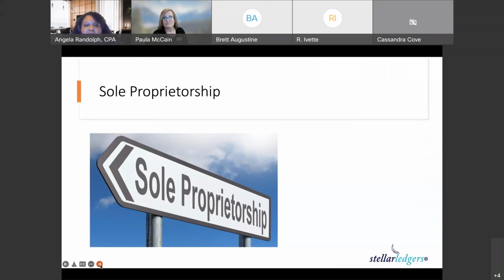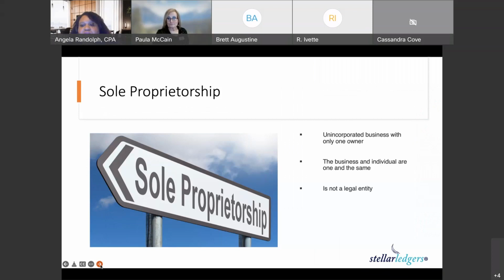So now for the sole proprietorship, what is it exactly? It's an unincorporated business with only one owner. So it's only one person that's the owner of the business. The business and the individual are one and the same. So there's no distinction between the person and the business. And it's not a legal entity. That's important to keep in mind. It's not a legal entity.